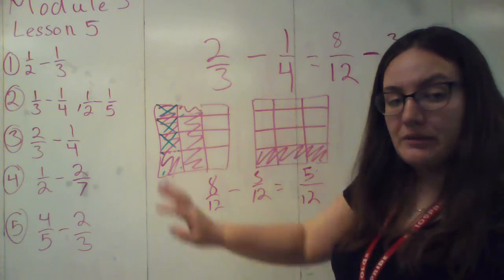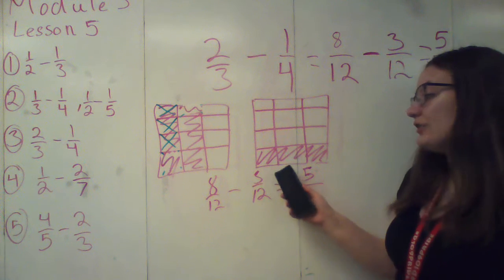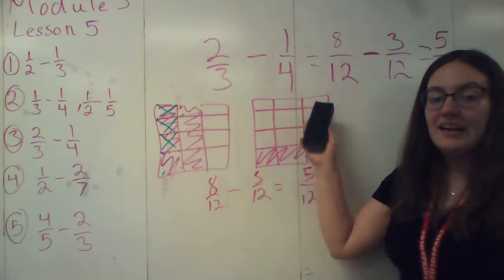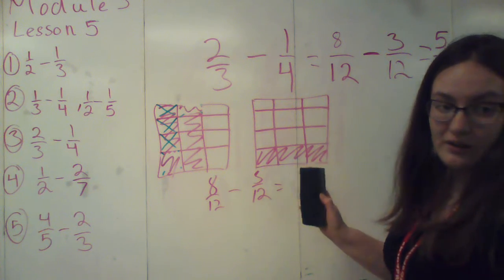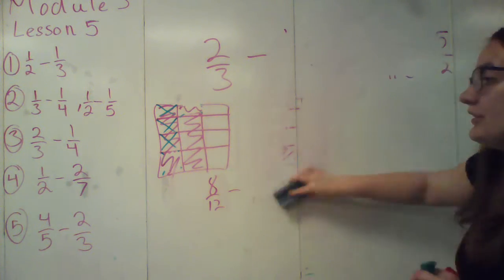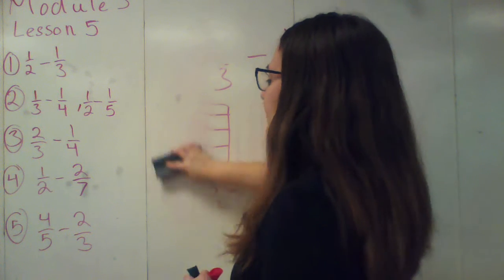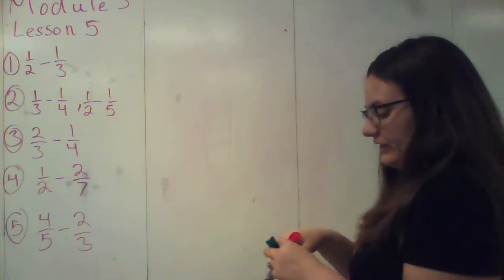Remember, if you have any questions, please make sure you're asking for help. And don't forget that this side, you don't do anything to this. This just tells you how many boxes you crossed off. Let's move on to problem 4, which is 1/2 minus 2/7.